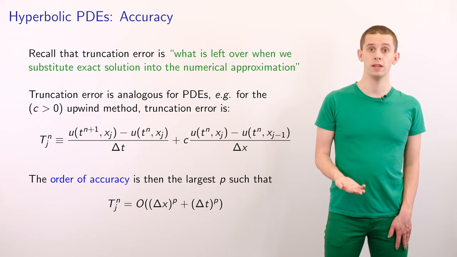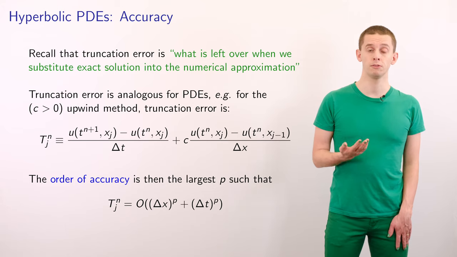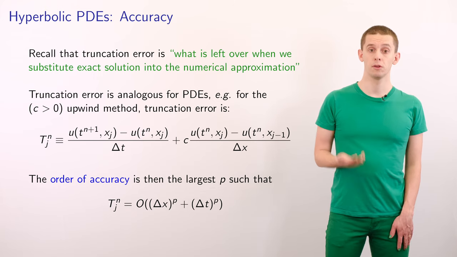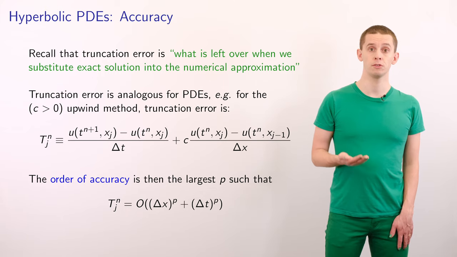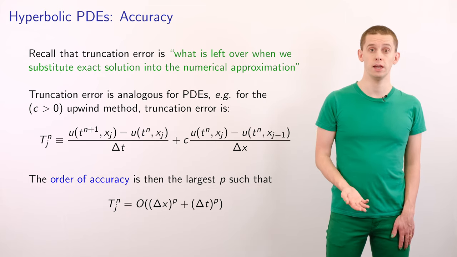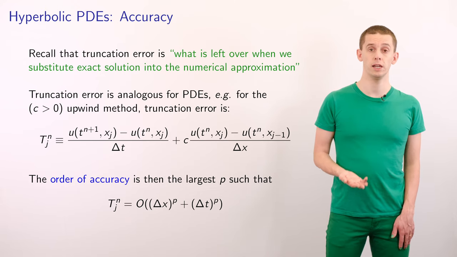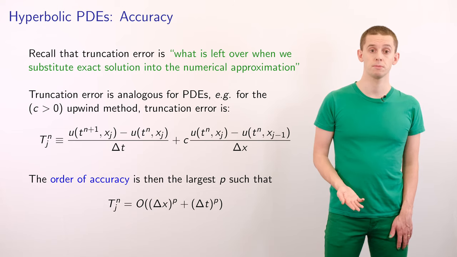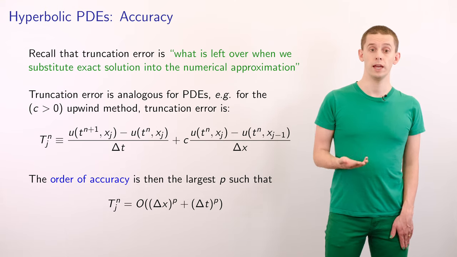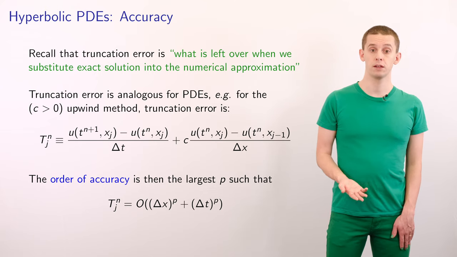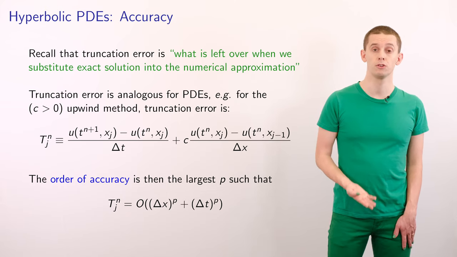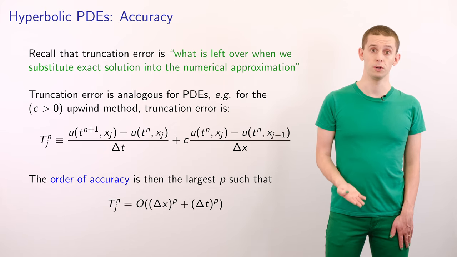So at time point t_n and spatial position x_j, we can define the truncation error, capital T_n^j, to be equal to (u(t_{n+1}, x_j) minus u(t_n, x_j)) divided by delta t, plus c times (u(t_n, x_j) minus u(t_n, x_{j-1})) divided by delta x. And we can define the order of accuracy to be the largest p such that T_n^j is big O of delta x to the p plus delta t to the p. So now let's calculate the truncation error for the first order upwind scheme.